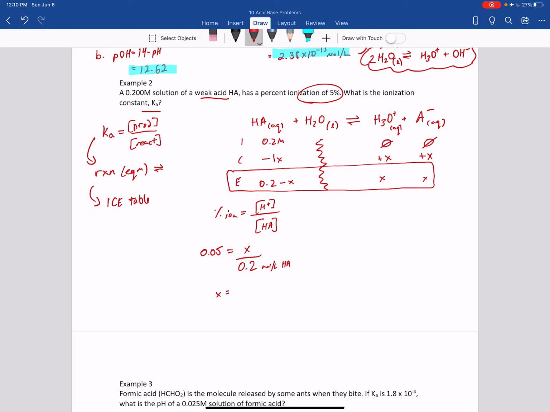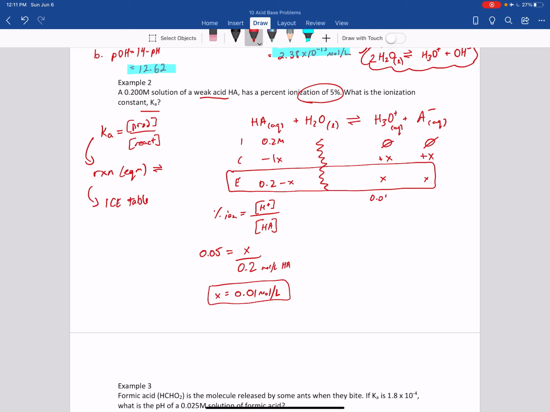And when we isolate for x, we can do 0.05 times 0.2. So we've got 0.01 moles per liter. So that means as this acid establishes its equilibrium, only 5% of it turns into the ion. That's what x equals in this case. So we can go back in, knowing all of our values now. We can say that that is equal to 0.01. And these are all concentrations. And then when we do 0.2 minus 0.01, we're going to get 0.19.